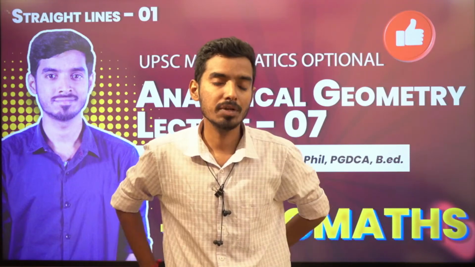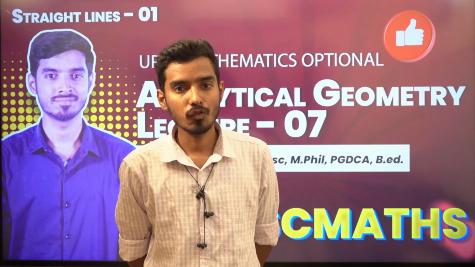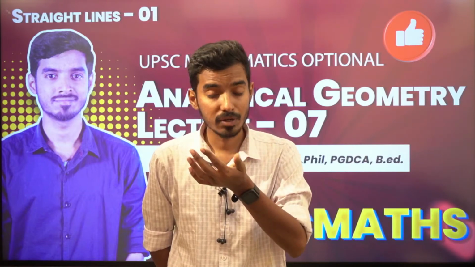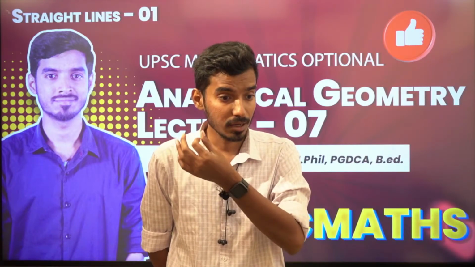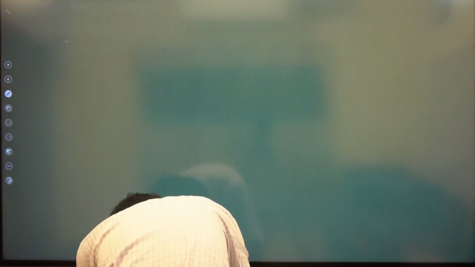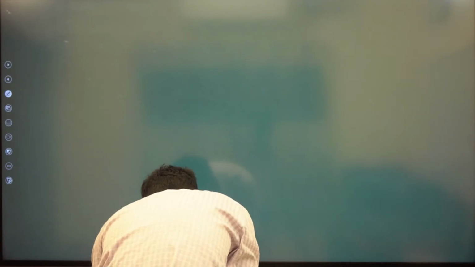First, we will define straight line. There are two forms of equation of a line. One is the symmetrical form. The other is the general form, right? So there are two forms of equations of line. We will discuss those two forms and then do some problems based on that. First we will discuss the equation of straight line in symmetrical form.